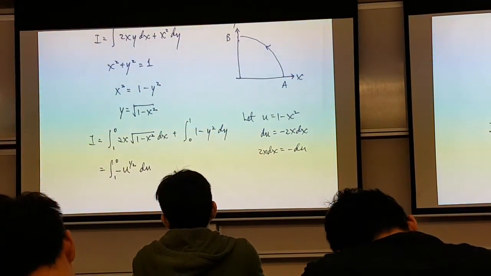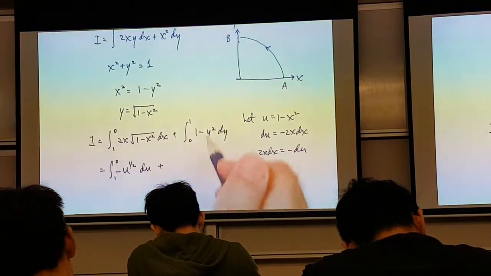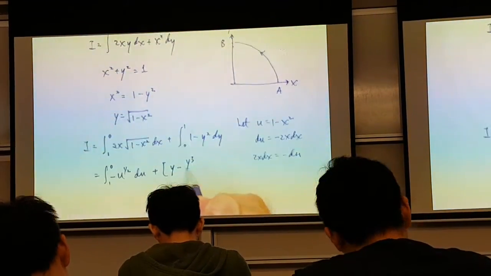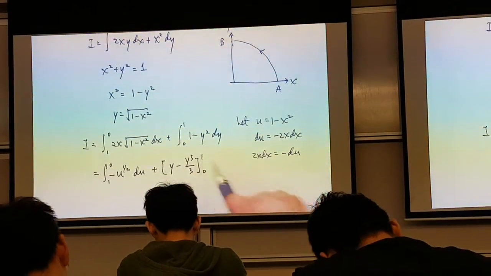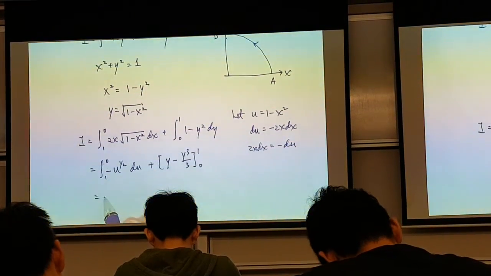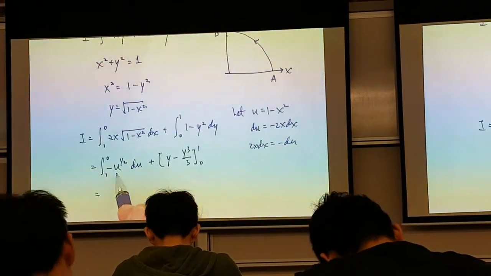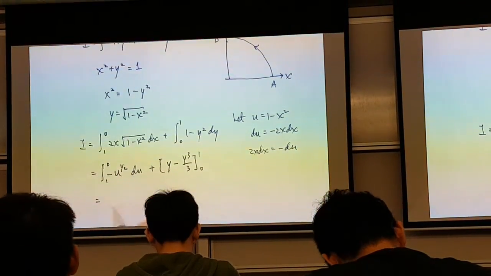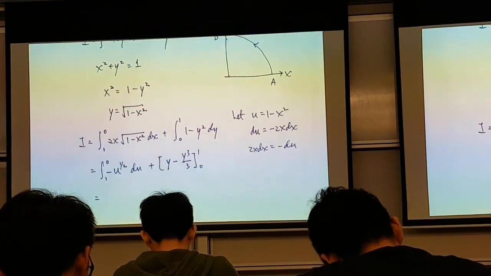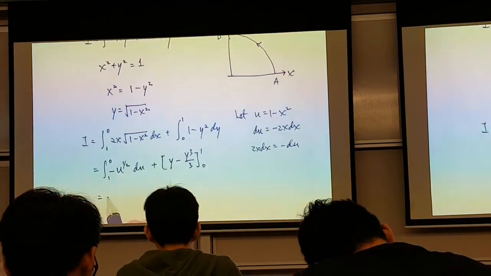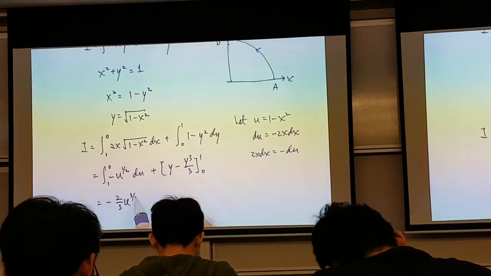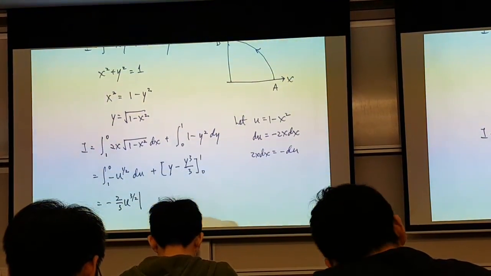And of course, the second portion of it is straightforward, because you can actually try to integrate it. So what you have here is y minus y cubed divided by 3, from 0 to 1. Okay? Alright, so in this integration, you have u raised to the power of half, so it becomes u raised to the power of 3/2 divided by 3 over 2, right? So it becomes minus 2 over 3.